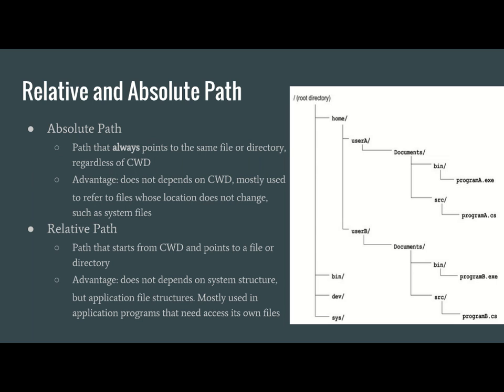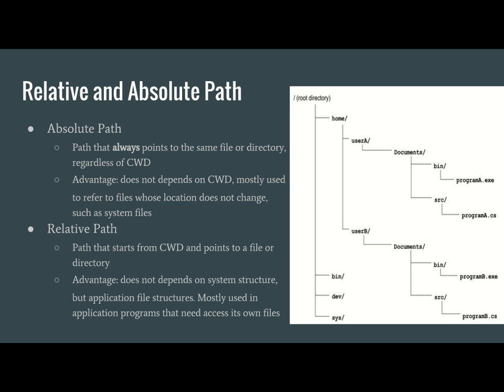So suppose this is a typical file system. We have a root directory. We have a home directory that has 2 users in it. And we have other system directories: bin, dev, and sys. We don't care about those. Both user A and user B have their own documents directory, and each of them has their own bin, source, and program A and program B.